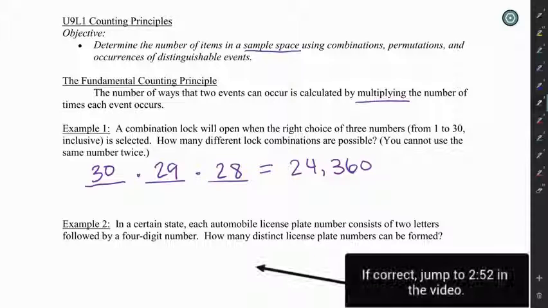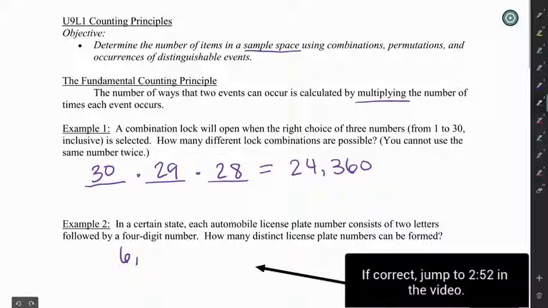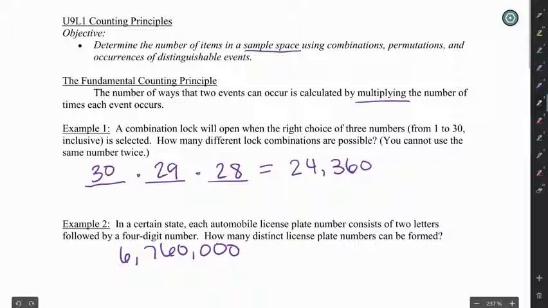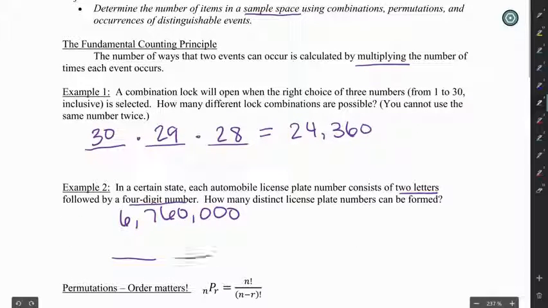The answer for this problem is 6,760,000. So the reason that is, in a certain state, each automobile license plate consists of 2 letters followed by a 4-digit number. So I'm going to make 2 spots for my letters and then 4 spots for my numbers. I'm going to multiply them all together.